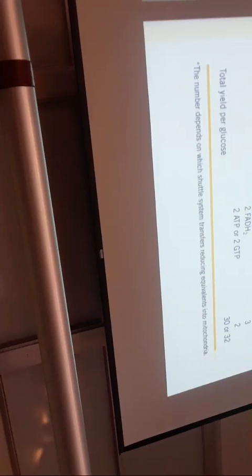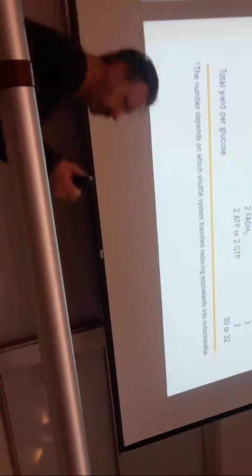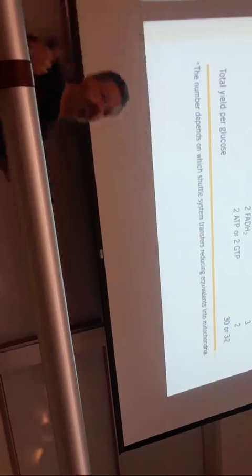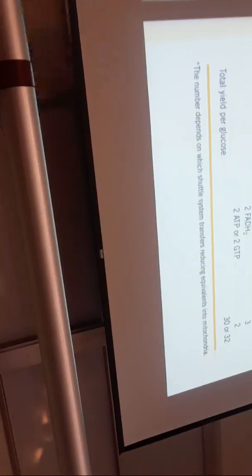So from 1 molecule of glucose, we can actually get either 30 or 32 molecules of ATP, depending on the shuttle system we use for the cytosolic NADH. So 15 or 16 times more than we can get under anaerobic conditions. So our efficiency is actually quite a bit higher.